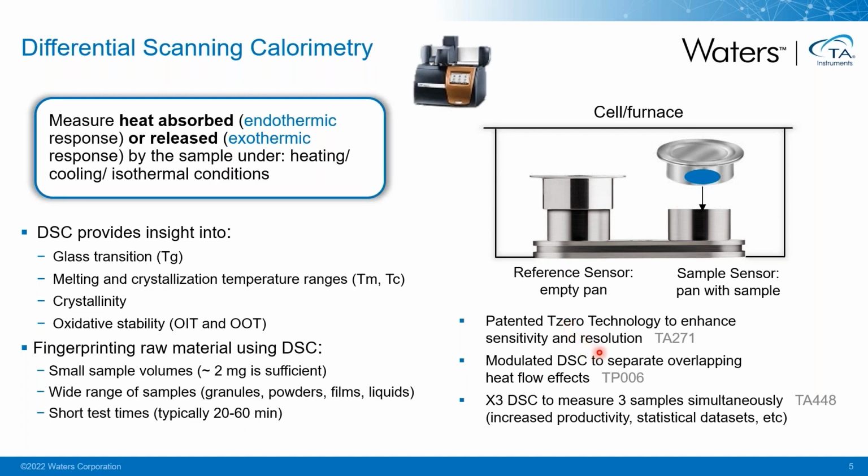Now there's a couple of special things associated with our DSC technology, like the patented T0 principle that gives you more sensitivity and resolution. Modulated DSC that allows separating overlapping heat flow effects, or the X3 DSC that is an instrument that allows us to measure 3 samples simultaneously, hence increasing your productivity. If you want more details about those special features, you can find them in these application notes on our website, or feel free to ask questions about it during the question session later on.